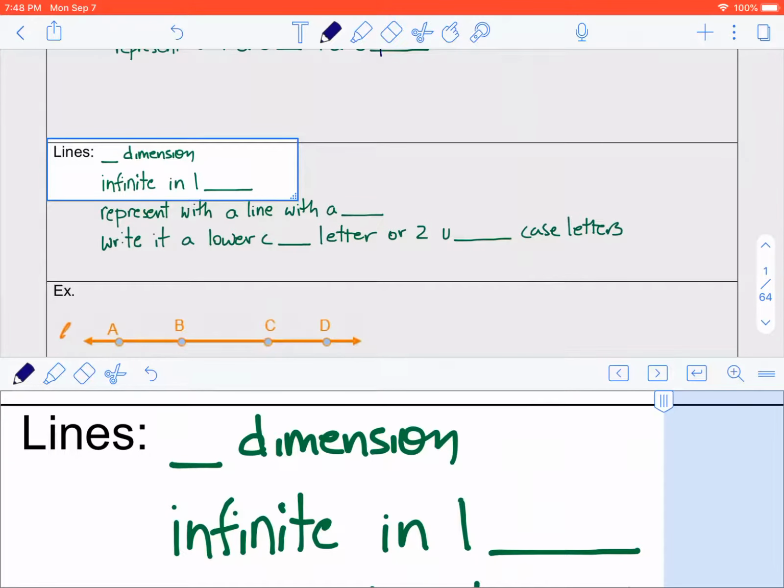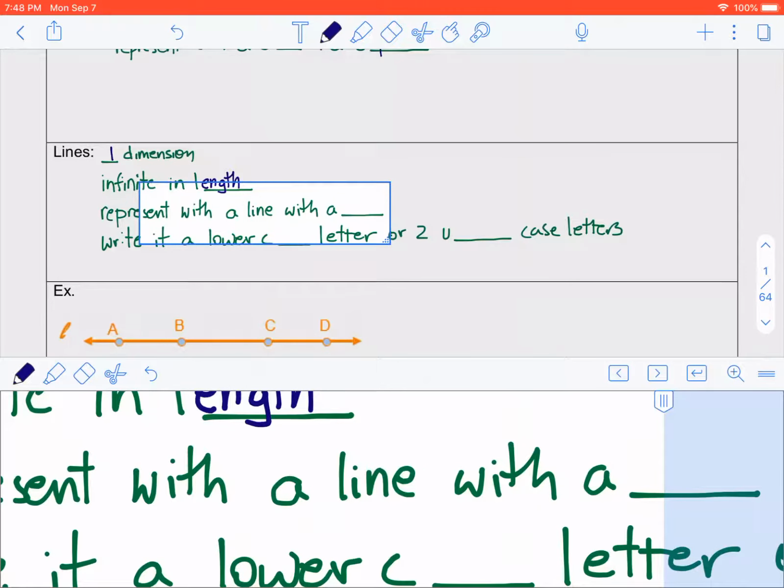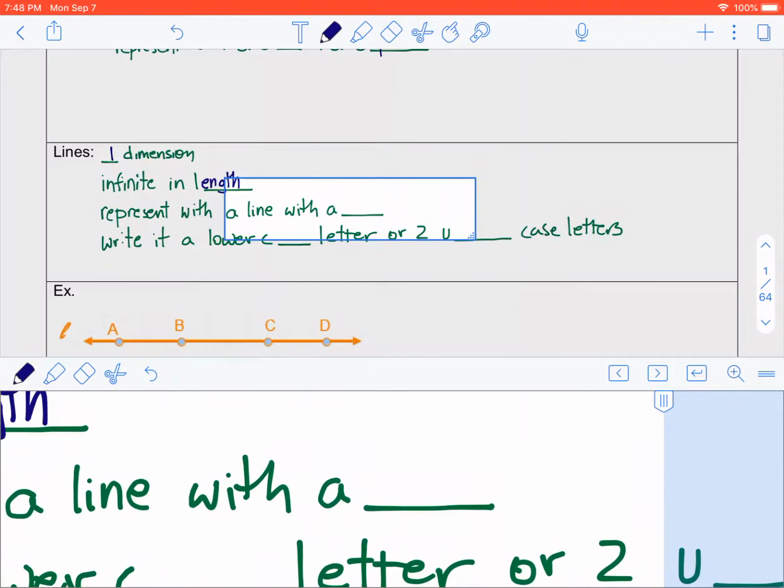Lines, second thing. These things have 1 dimension. Hooray! But bad news is they're infinite. They go on and on. So we can't measure the line. Now when we represent that line, we like to put arrows at the end of the line to show that it goes on forever and ever. Yes?